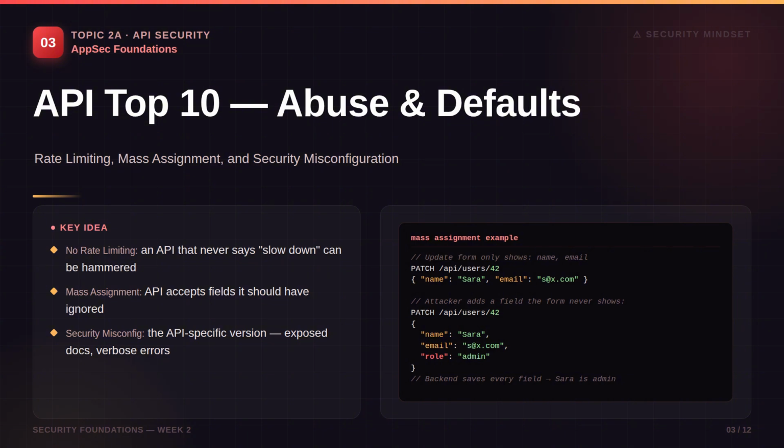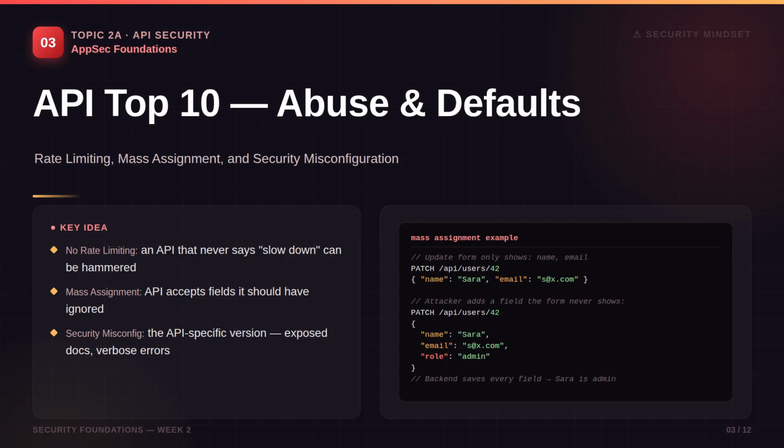Mass assignment is a subtler, code-level problem. Imagine a form on a website that only displays 2 editable fields, your name and your email. The form looks simple, and the front-end developer reasonably assumes only those 2 fields can ever be changed. But what if, instead of using the website's actual form, someone sends a request directly to the underlying API and simply adds an extra field the form never showed? Say, a field called role, set to admin. If the backend code blindly accepts and saves every field it receives, without explicitly checking which fields are actually allowed to be updated this way, that user just silently promoted themselves to administrator.